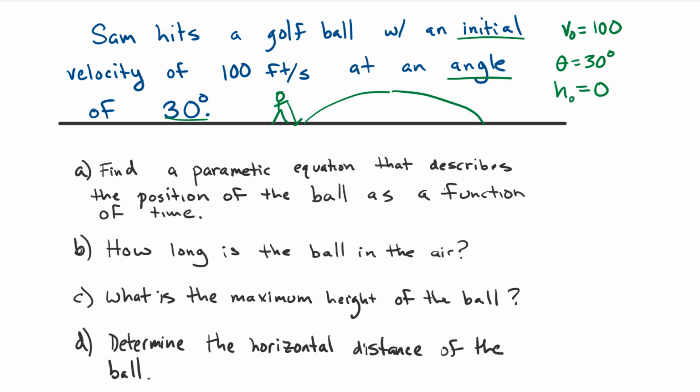So we want to find a parametric equation that describes the position of the ball as a function of time. That's a fancy term for take what we just found and plug it into those parametric equations. Find a parametric equation that describes the position of the ball, whether it's horizontal position with x or its vertical position with y, as a function of time. That means those t's, right? Not always, but that's what we're going to want to do.